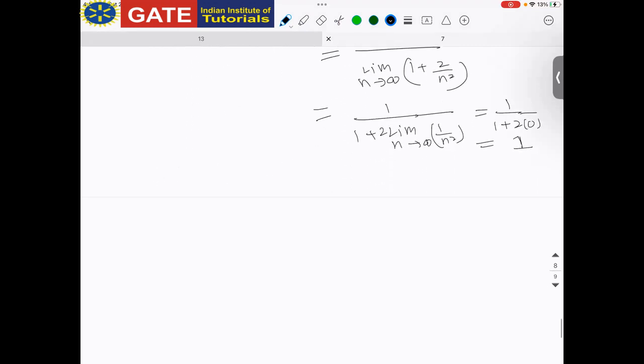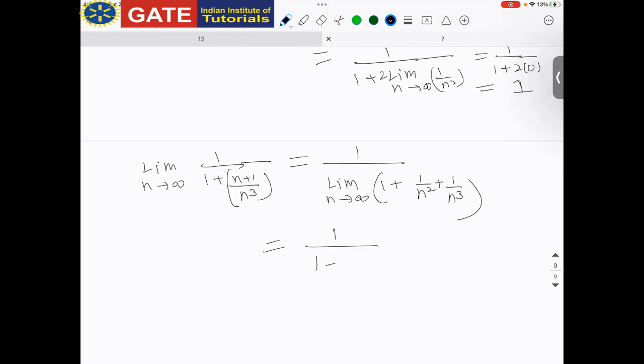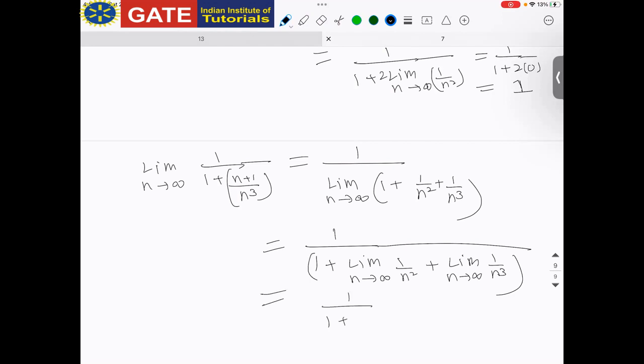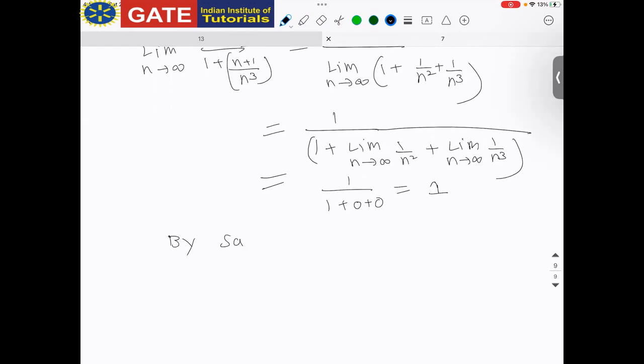Now look at the right hand side. We have limit n tends to infinity 1 by 1 plus 1 by n plus 1 by n cube. That is again 1 by limit n tends to infinity of 1 plus 1 by n square plus 1 by n cube. This is 1 by 1 plus limit n tends to infinity 1 by n square plus limit n tends to infinity 1 by n cube, and that is nothing but 1 by 1 plus 0 plus 0. This is 1. So your left and right limits are 1. That means by the sandwich theorem, the limit of the middle yn will be 1. So by sandwich theorem, limit yn as n tends to infinity is equal to 1.